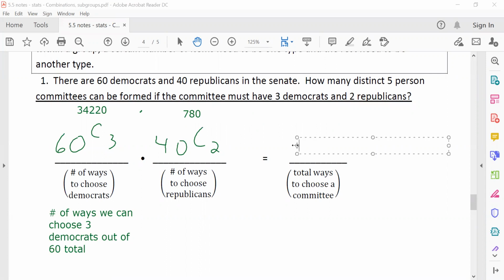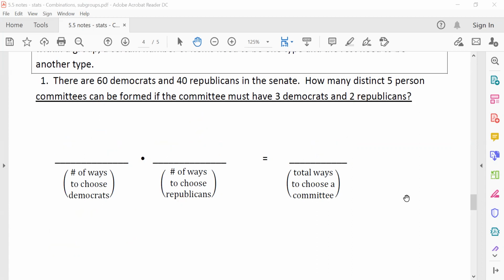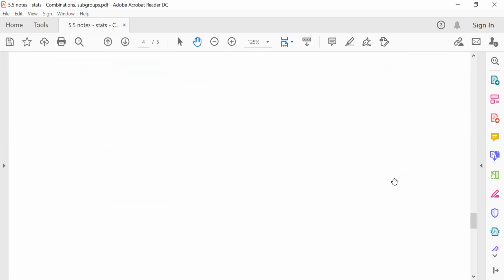Let me double check that. Let me make sure I did not make a mistake, which is always a possibility. I did not make a mistake. 26,691,600. That's a lot. There's almost 27 million different committees you can make that will have 3 Democrats and 2 Republicans on it if you're picking from those pools. So a pretty interesting concept.